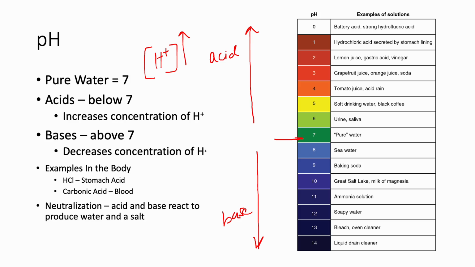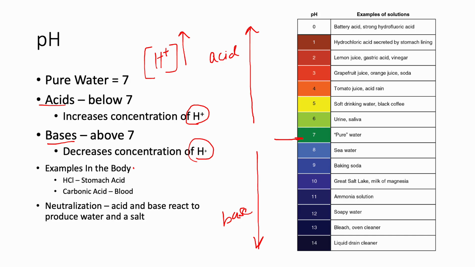So everything below 7, we mentioned, is an acid. The definition of an acid that works for us is anything that increases the concentration of H plus. Because remember, the lower the pH, the higher the concentration of H plus. Our definition of a base, which is anything above 7, is anything that decreases the concentration of H plus.